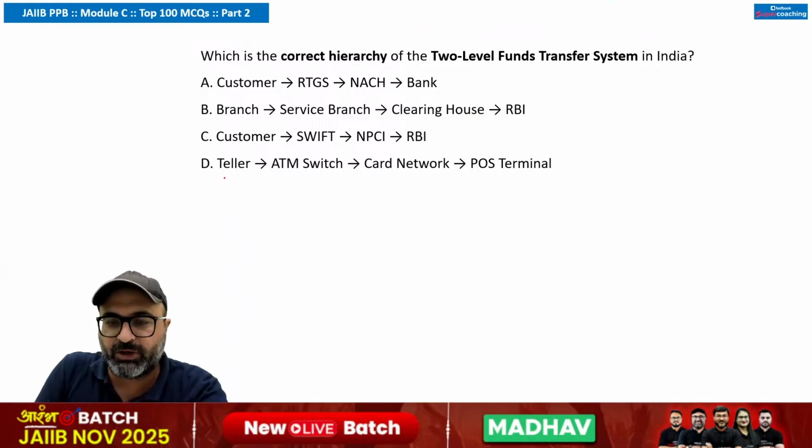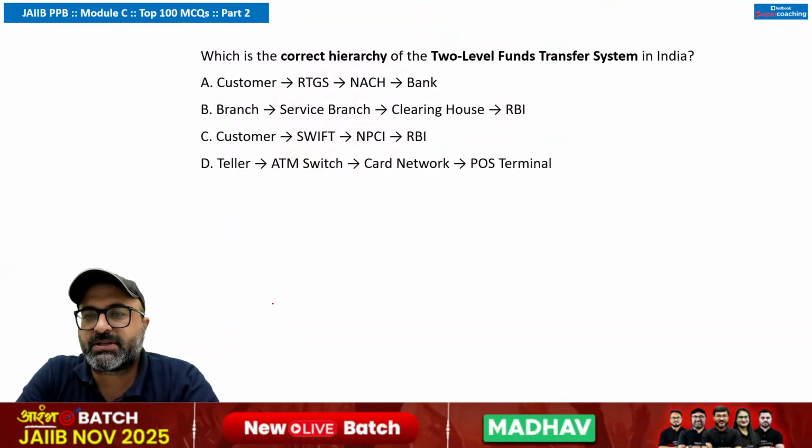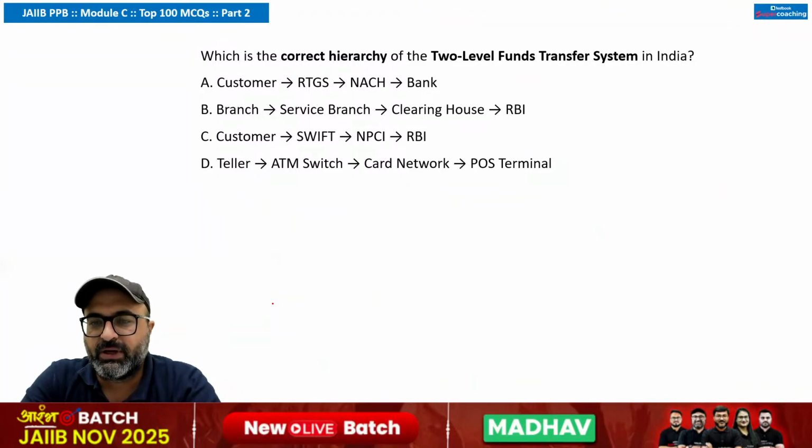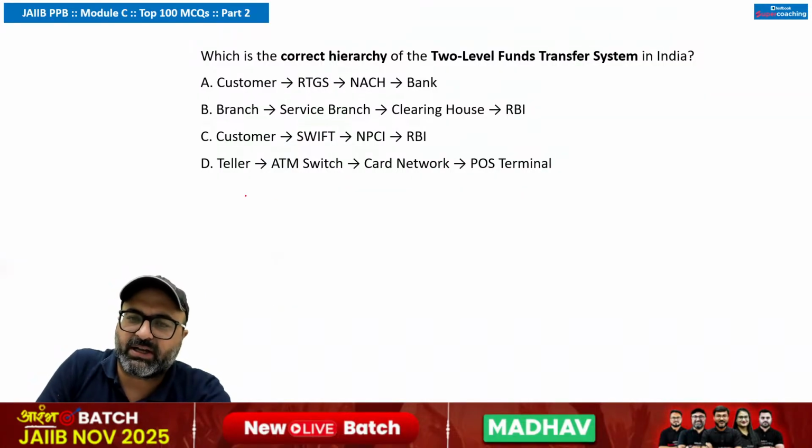Okay, then let's move on to the next question. The next is the correct hierarchy of the two-level fund transfer system. What will be the answer? Sir, the first option is customer, RTGS, NACH, bank. This is absolutely wrong. Customer, SWIFT, NPCI, RBI is unrelated. Teller, ATM switch, card network, POS terminal is unrelated to the fund transfer hierarchy, because this is basically EFT architecture. So this is not the correct answer. This is wrong, this is wrong, this is wrong.